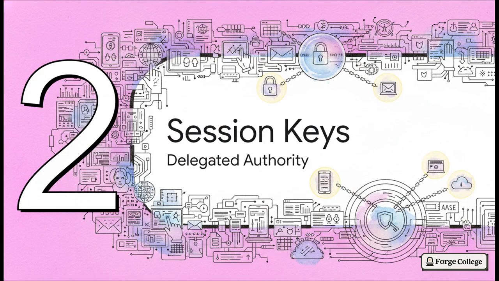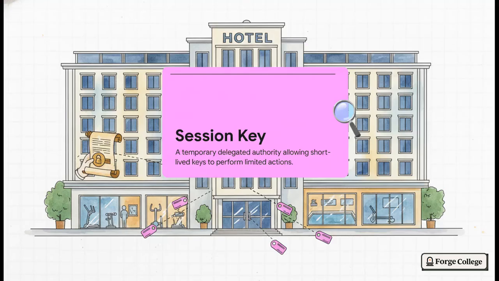All right, moving right along to Section 2, unlocking session keys. Think of a session key exactly like a hotel key card. It gets you into your room, maybe it lets you into the pool or the gym, but it absolutely does not give you the master deed to the entire hotel. You're basically delegating temporary authority. This way, users can click around a decentralized app without their main wallet popping up and demanding a signature every 2 seconds. It is a total game changer for the user experience.